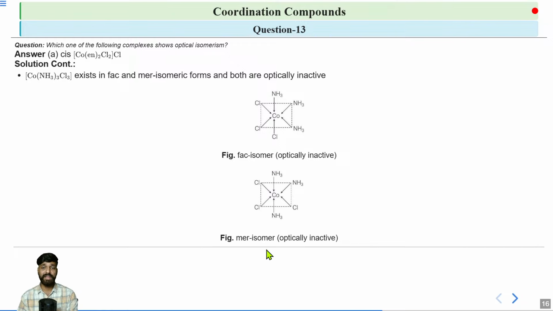And similarly, your meridional also can be cut down into two halves. So this one I am leaving to you. Just try to cut it into two halves and you will clearly see that the two isomers are optically inactive.